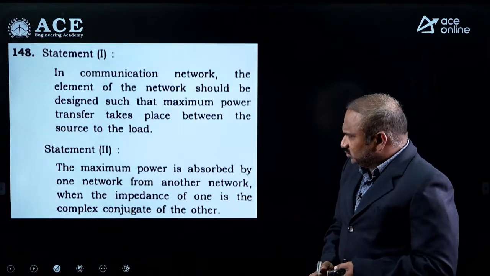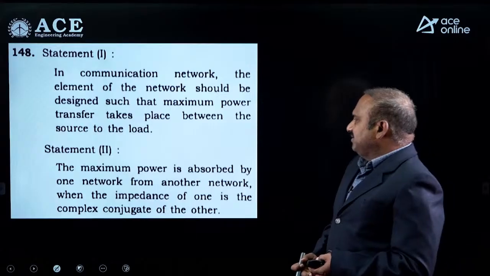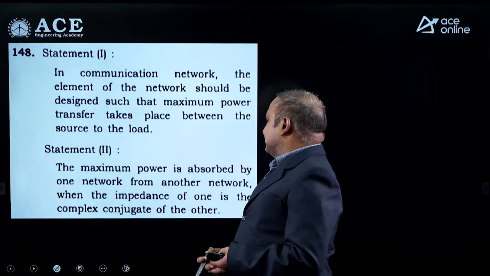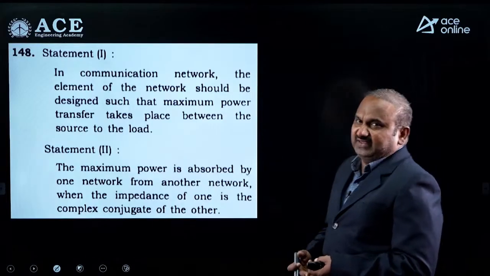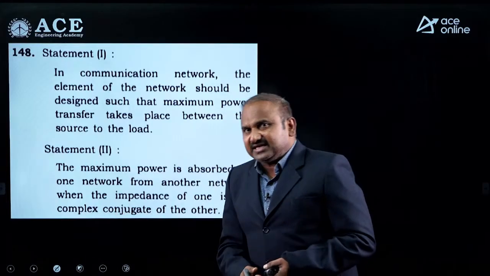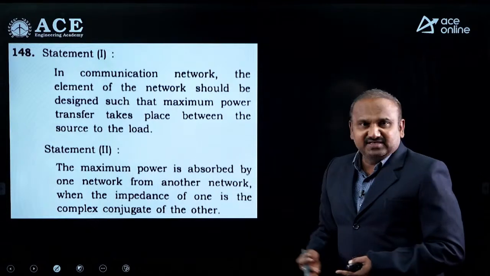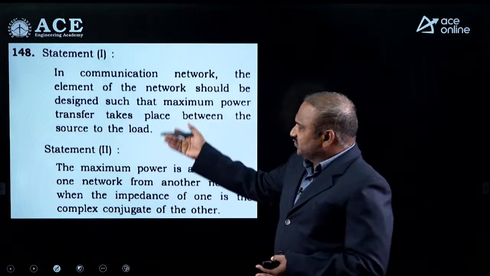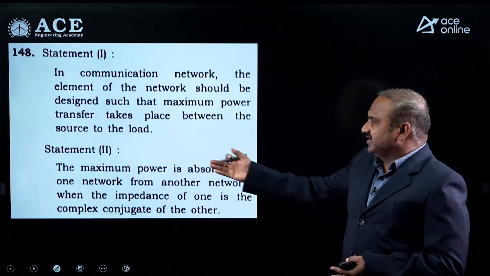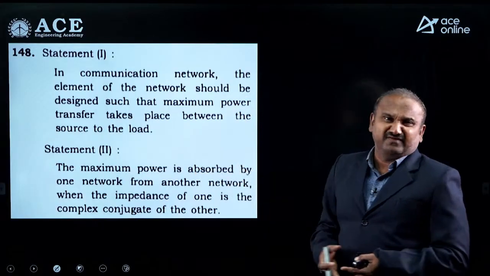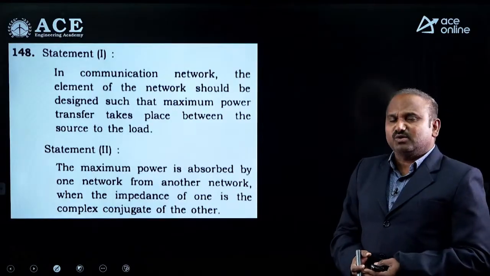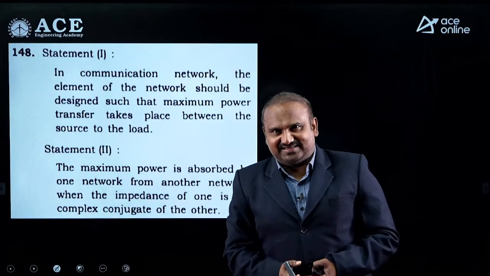And statement 2: the maximum power is absorbed by one network from another network when the impedance of one is the complex conjugate of the other. As per the definition of the maximum power transfer theorem, the second one is also correct, and the first one is the application of the second one. Both are correct, and the reason for the first one is the second one.